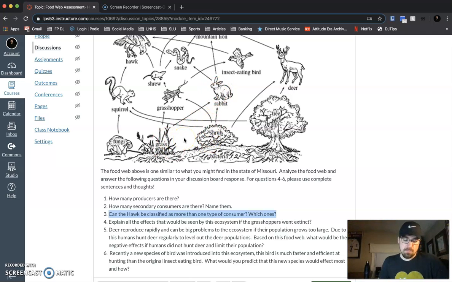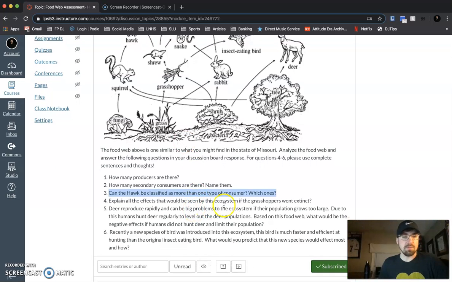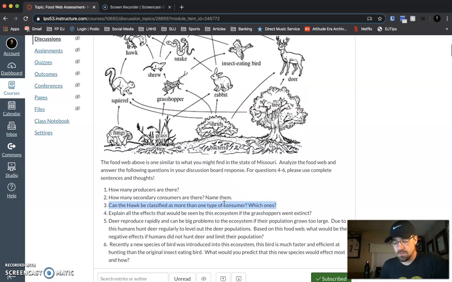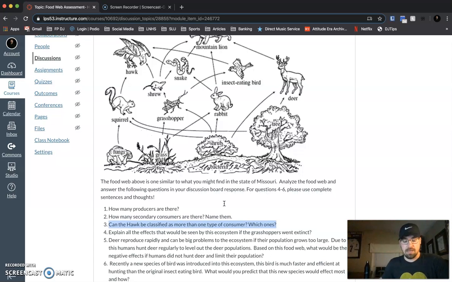Okay, so moving to 5: deer reproduce rapidly and can be big problems in the ecosystem if their population grows too large. Due to this, humans hunt deer regularly to level out the deer populations. Based on this food web, what would be the negative effects if humans did not hunt deer and limit their population? So this is actually a real thing, right? So we hunt deer to limit their growth. And so what would be the potential problem if we did not do that?